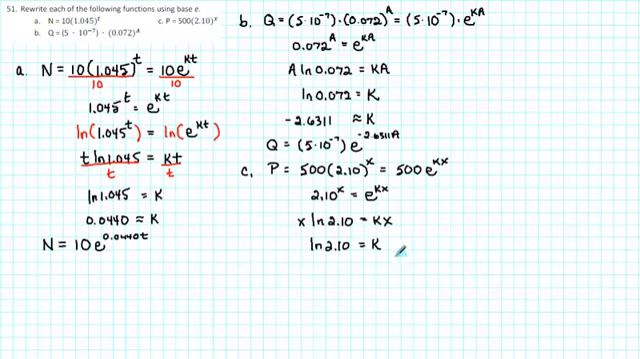Finally, we divide both sides by x. So k is equal to the natural logarithm of 2.10. Using a calculator, we find that this is approximately 0.7419. Therefore, our function is equal to 500 times e to the 0.7419x.